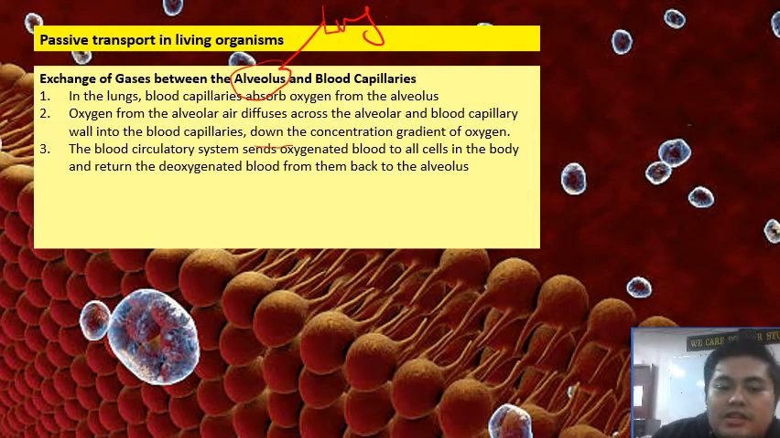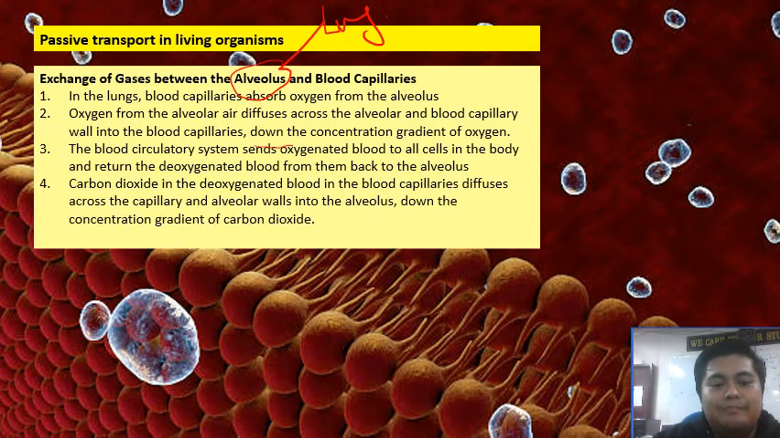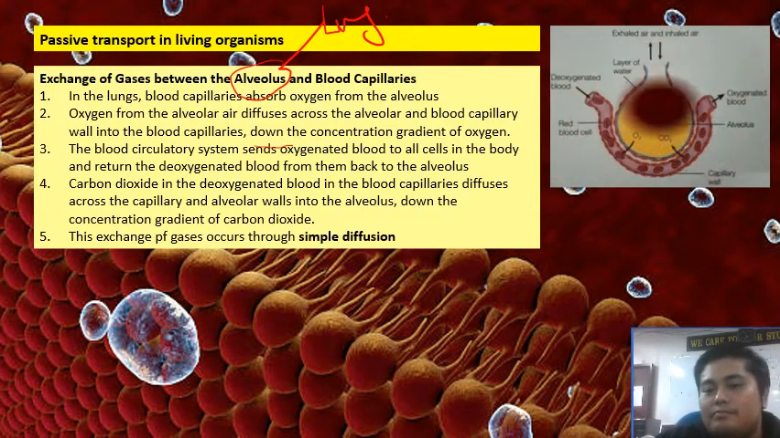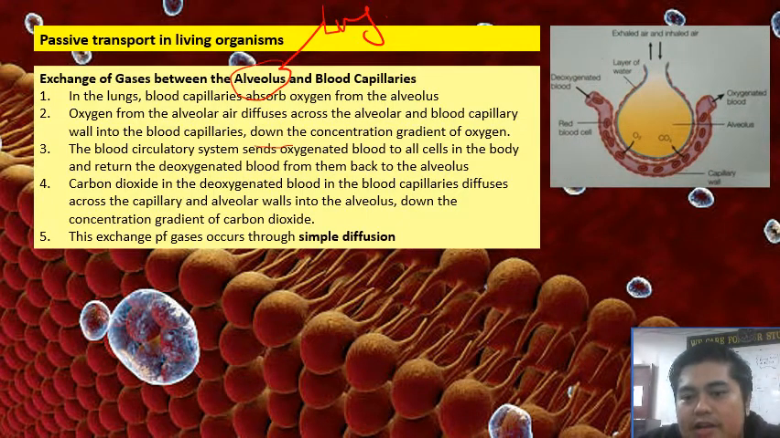So, the blood circulatory system sends the oxygenated blood to all the cells in the body and returns the deoxygenated blood from them back to the alveolus. So, the carbon dioxide in the deoxygenated blood in the blood capillary diffuses across the capillary and alveolar wall into the alveolus, down the concentration gradient of the carbon dioxide. So, this exchange of gases occurs through simple diffusion.